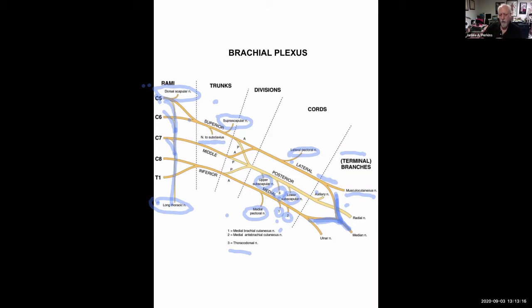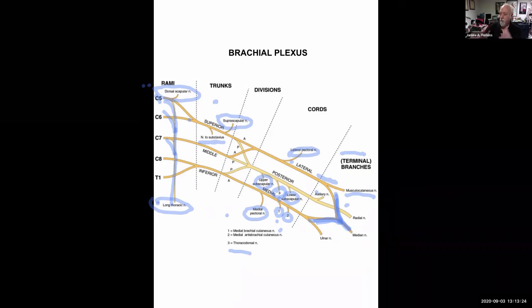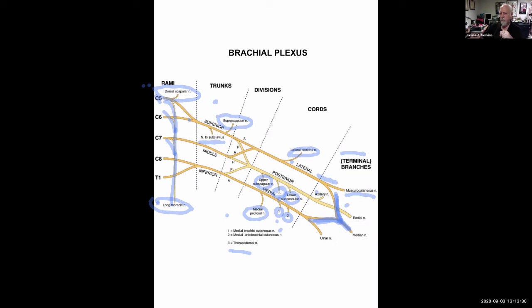Upper and lower subscapular nerves, supplying subscapularis and teres major, thoracodorsal nerve supplying latissimus dorsi. So these are all muscles that we've studied so far, so you should know these. But some of these terminal branches are supplying things that we haven't studied yet, so we'll get to those later.